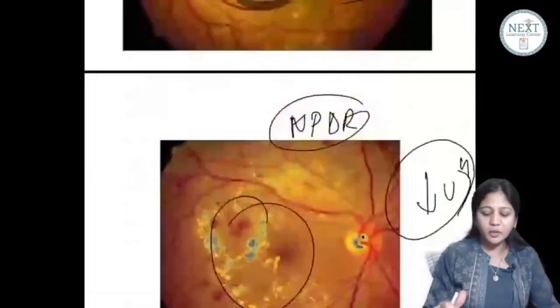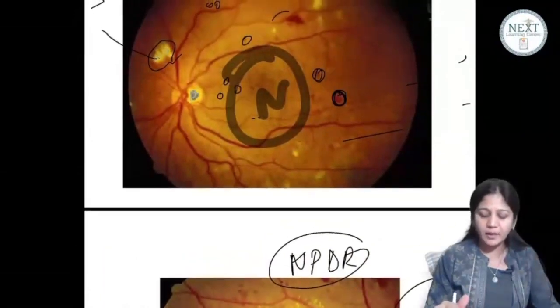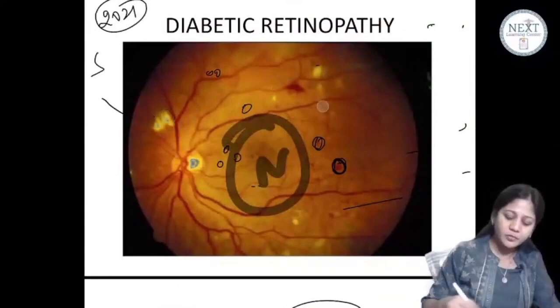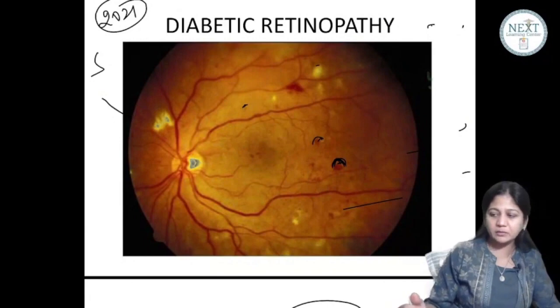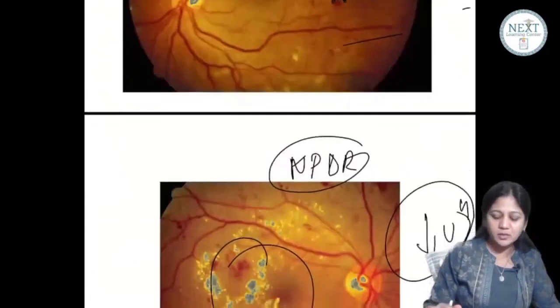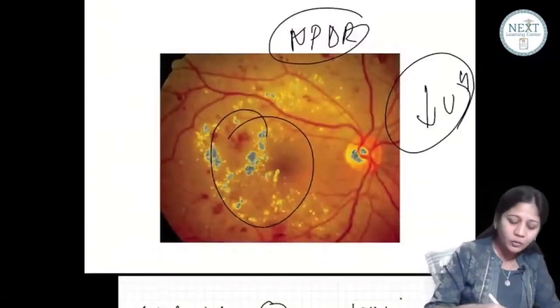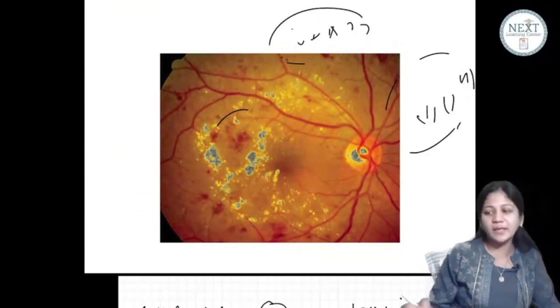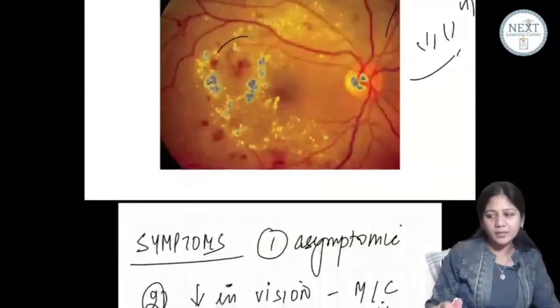But you don't have new vessels here. Can you see any abnormal tuft of vessels here? Is there any bleeder? No. No bleeder. Look at the other picture. This is also NPDR. Though you have a lot of cystoid macular edema, you don't have any new vessel here even. Okay, this is also NPDR. Okay, guys.